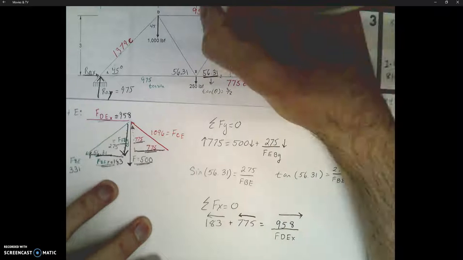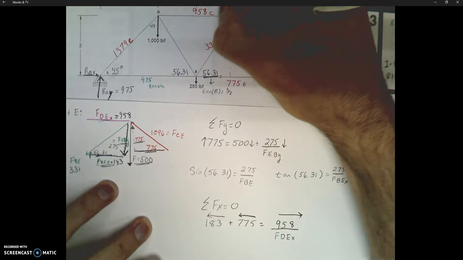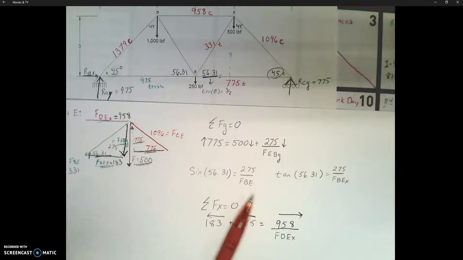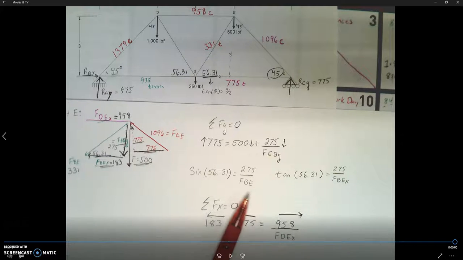So we're going to go ahead and fill that into our chart with our knowns. We had the 958 compression. We had the 331 in tension. Now the only thing we're missing is the force of that member DB. We can go to joint D and solve that, and then we can call this a truss that has been completed.